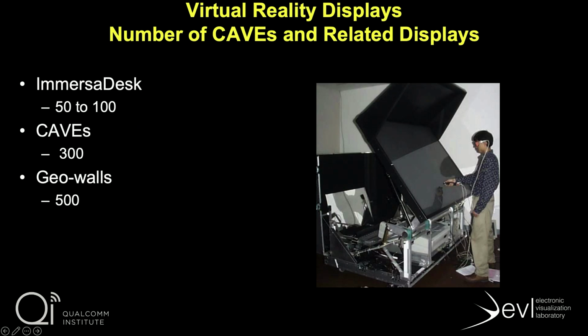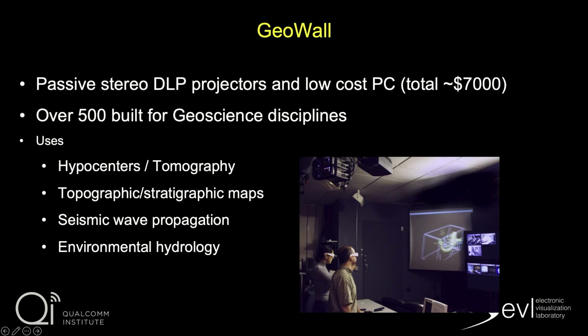Now, how many of these kinds of things got copied is a little hard to determine, so these are very low-end predictions. There are predictions, for instance, of CAVEs to be up to 1,000. I don't know where they got them, but people predicted that. So all of this is pretty well tracked. The GeoWall is a great example of how we operate. There were over 500 built.